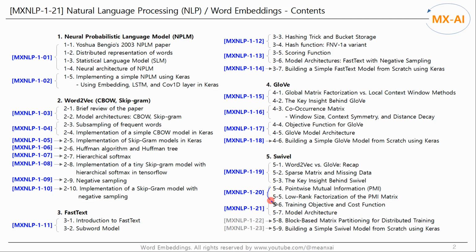In the previous video, we discussed pointwise mutual information, or PMI, and how word embeddings can be viewed as a low-dimensional approximation of a PMI matrix. We also discussed Swivel's key idea. A zero in the co-occurrence matrix is not necessarily just noise. In this video, we'll see how this idea is translated into a loss function that we can use to train the model. We'll also take a look at the model architecture that uses these loss functions.